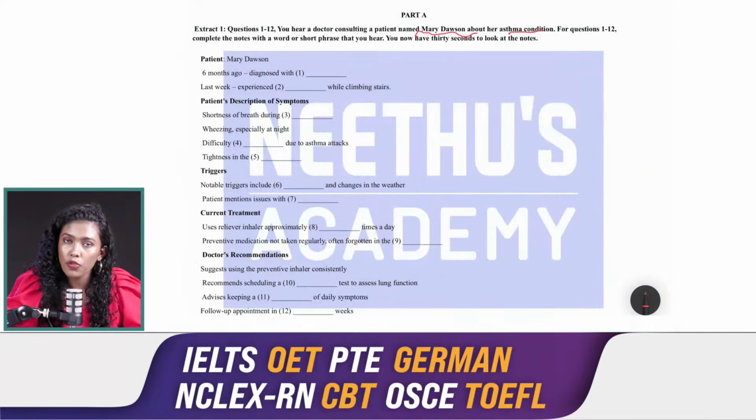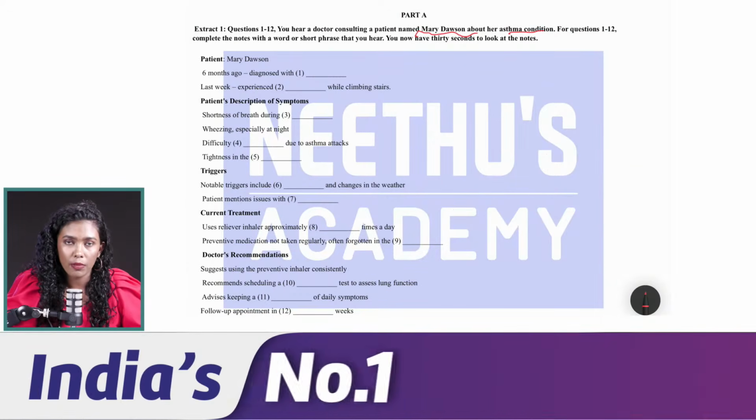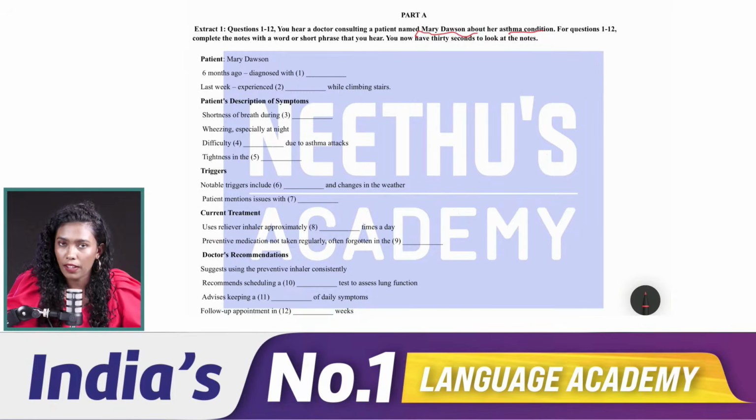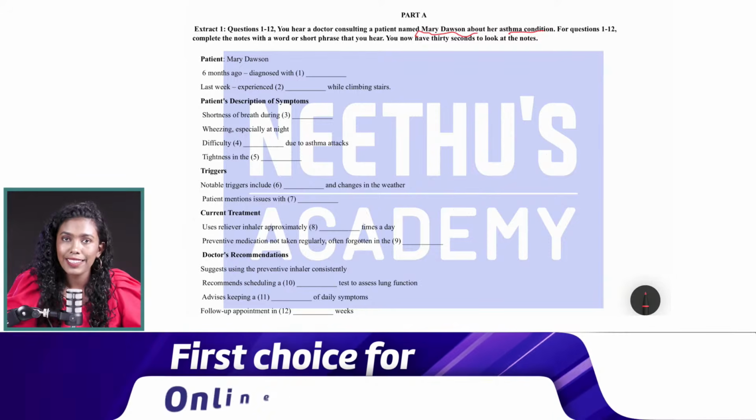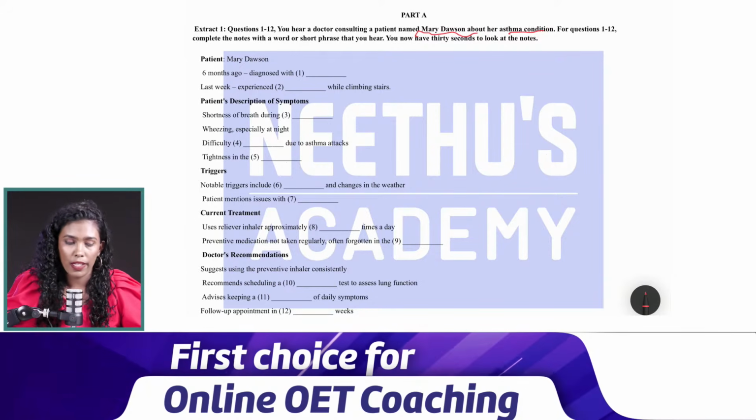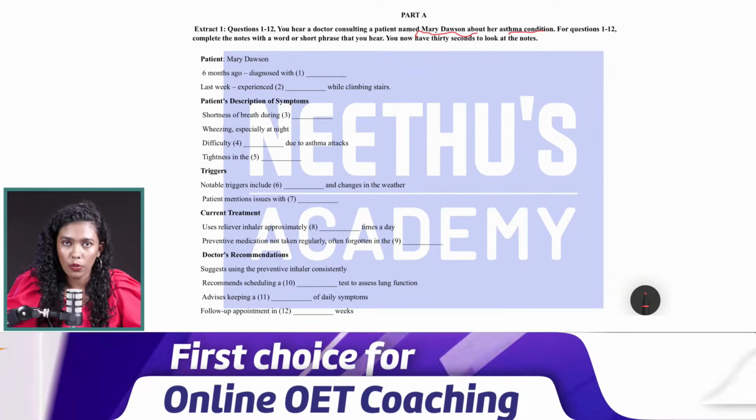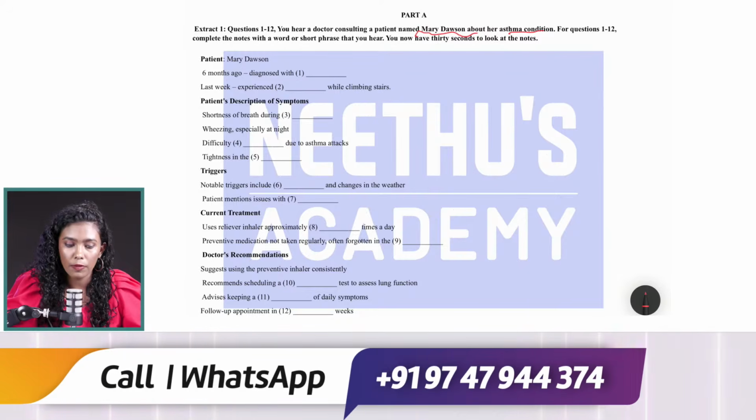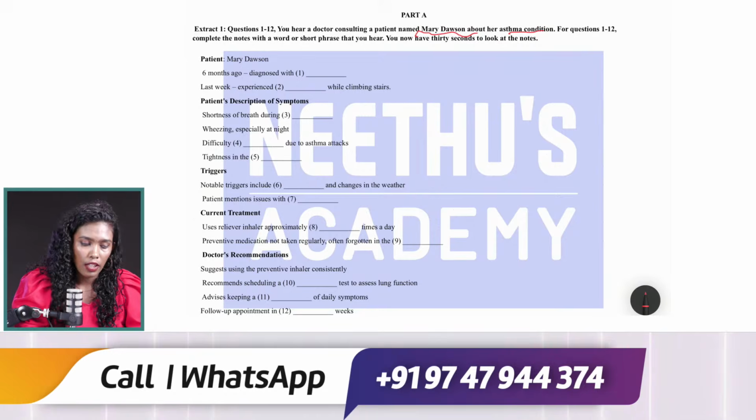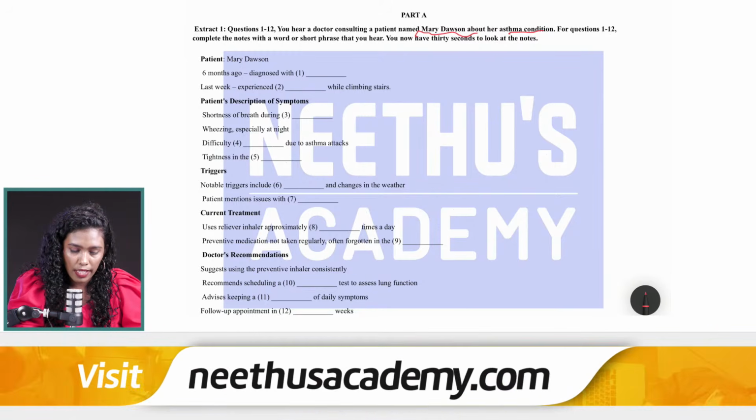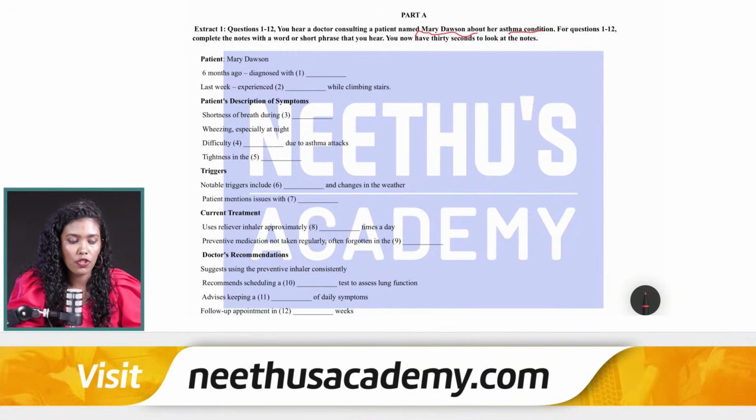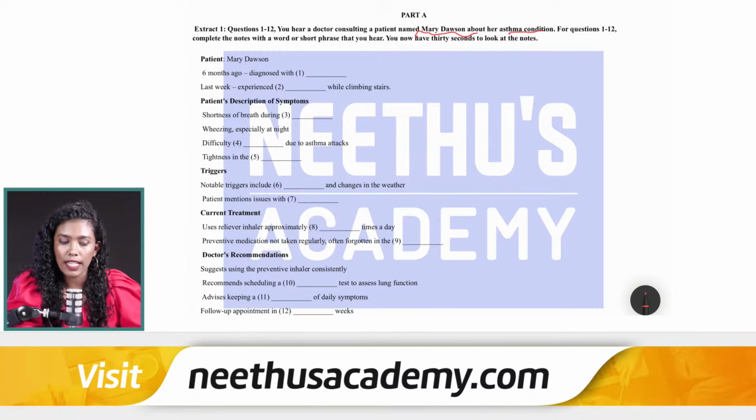Anticipating means we are trying to predict the information. We may not predict the information accurately, but it will help you understand the type of answers that you can expect, and it will help you find the exact answer in the audio. So tell me, 6 months ago and diagnosed with is there, and we have a blank space. Ensure that you are reading before and after your blank space.